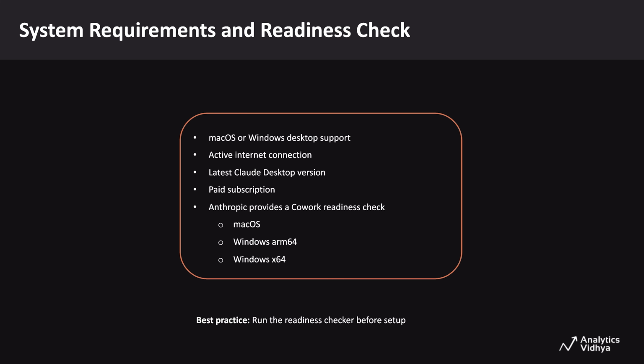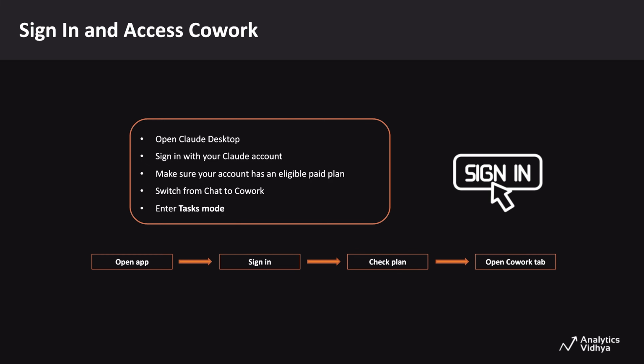In terms of requirements, the official setup guidance focuses on supported desktop platforms, internet access, the latest app version, and an eligible subscription. Instead of relying on a long public spec sheet, Anthropic provides a readiness check for macOS and for different Windows architectures. So the safest approach is to run that readiness check before setup and confirm that your system is ready. Once the app is installed, the next step is to sign in with your Claude account, which you can do by clicking on the settings option. Make sure that account is linked to an eligible paid plan. After that, switch from Chat to Co-work and enter task mode. That is the point where the experience moves from normal conversation into multi-step task execution.